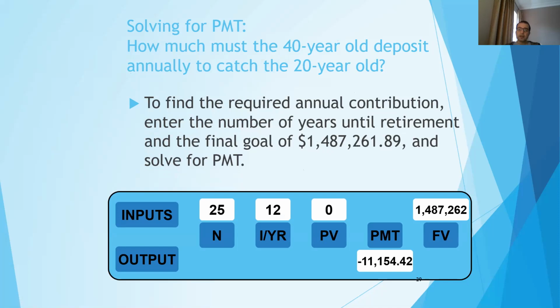This 40-year-old guy wants to end up with almost 1.5 million. Then for 25 years, he has to accumulate $11,000 on a yearly basis. You see the differences, huge differences. Right. I mean, do this calculation with 40 years and 20 years by yourself, and you'll see the differences. So let's say this is your homework.